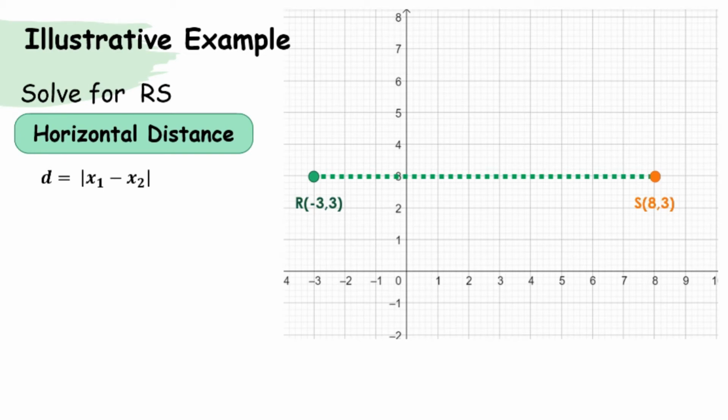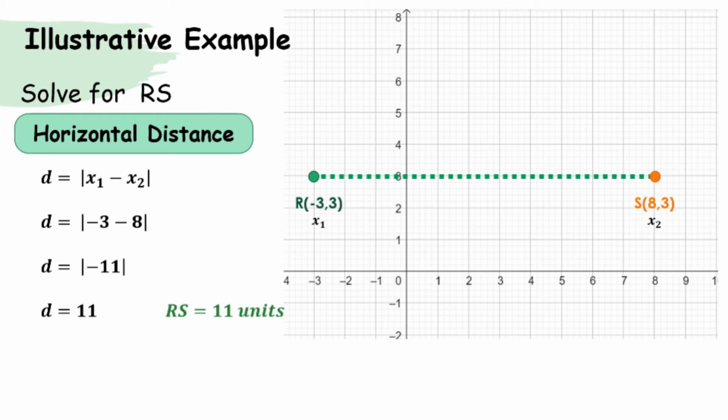Then we're going to assign the x sub 1 and x sub 2 on the x coordinates of our points. So let's have x sub 1 is the x coordinate of R, x sub 2 is the x coordinate of S. Then we're going to use those points to replace x sub 1 and x sub 2. So we will have d is equal to absolute value of negative 3 minus 8. Then that will give us absolute value of negative 11, which is positive 11. So therefore, RS is equal to 11 units.